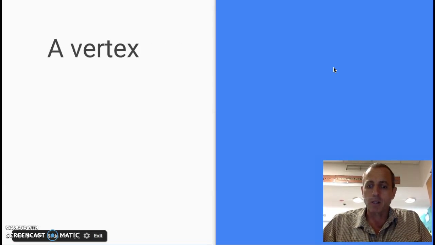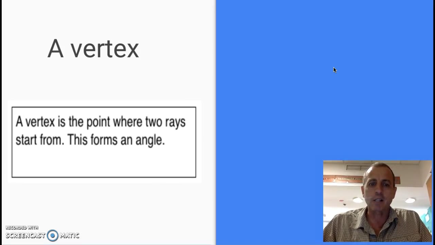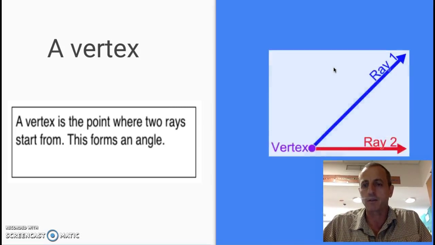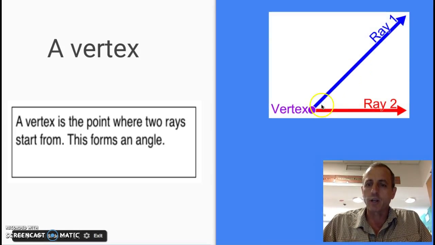A vertex, what is that? Well, a vertex is a point where two rays start from. This forms an angle. So here we are. This is showing our angle. This is our vertex. And as you can see, we have two rays coming off from that same vertex.